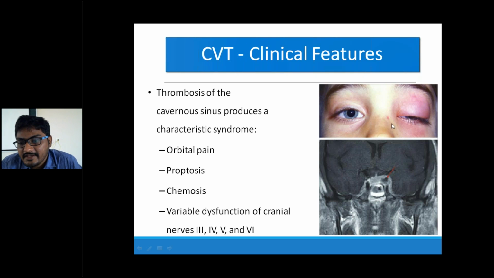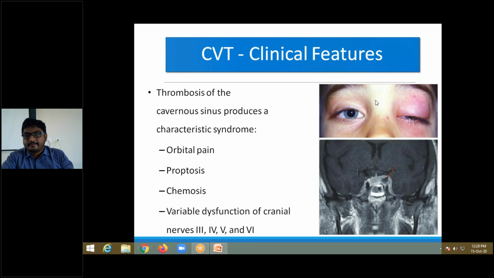So what is this image? What is this lesion? Everyone able to see this? What is this called? Spotter. Orbital cellulitis, yes, right, sir.